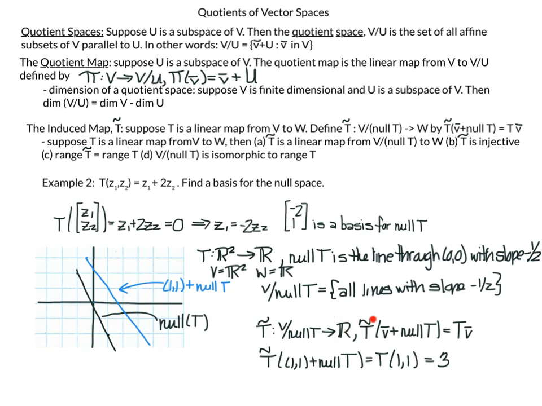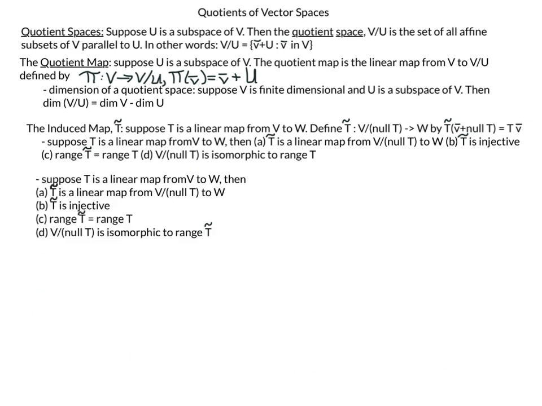And it's defined by T tilde of v plus null of T is equal to T of v. So our induced map now, I'm going to take my line, (1, 1) plus null of T, and I need to map it to the real numbers. The way we do this is it's going to be equal to, by definition, T of v. So that's T of (1, 1). Plugging (1, 1) into our original transformation gives us 3.